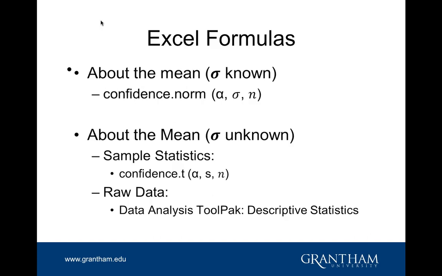Now to review, in Microsoft Excel, you need to know two things: population standard deviation or the sample standard deviation. You need to know the differences between the two. If they give you a population standard deviation, you will use the first formula on the screen, confidence.norm. If they don't give you the population standard deviation and instead you are given the sample standard deviation, you must use confidence.t.